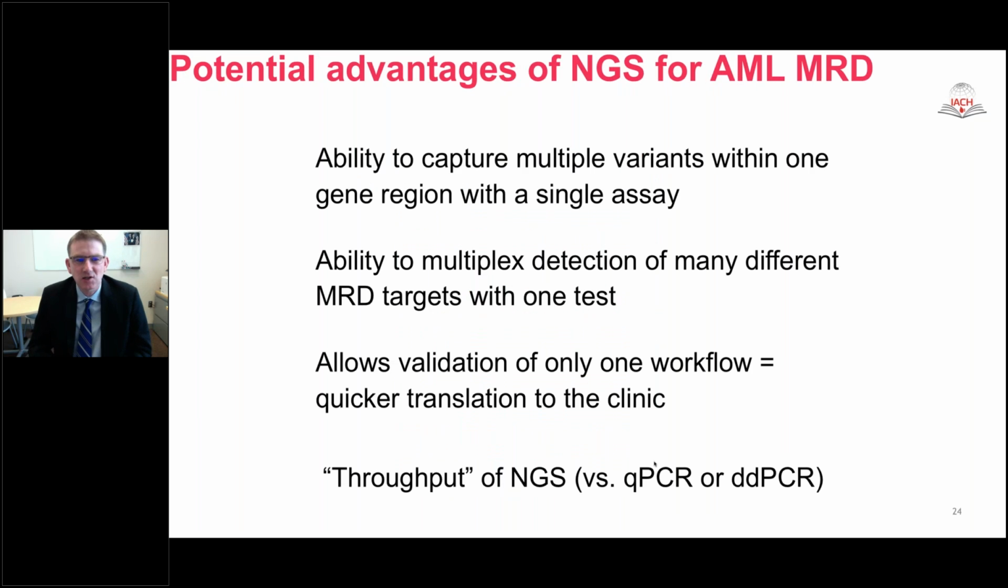So potential advantages: as we mentioned, you can capture multiple variants within one gene region in a single assay. You can also multiplex detection of many MRD targets within one test, and so you don't need to set up multiple assays for the different forms of AML. This would allow validation of only one workflow and quicker translation to the clinic. And also, as next generation sequencing becomes more developed, the throughput is going to vastly exceed what's possible with conventional molecular testing with quantitative PCR or digital droplet PCR.